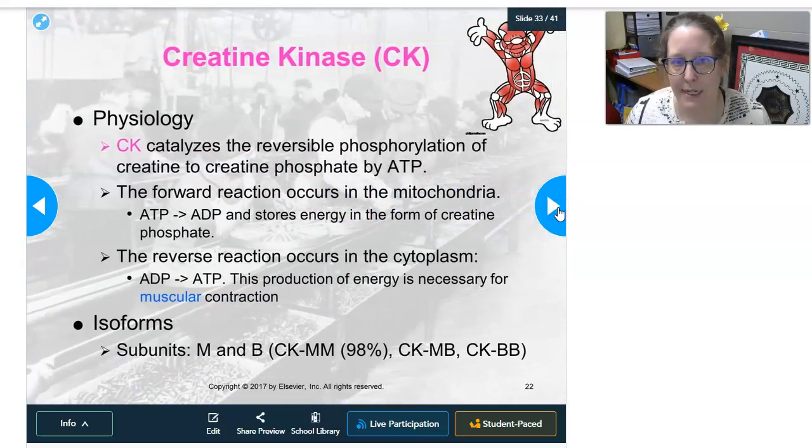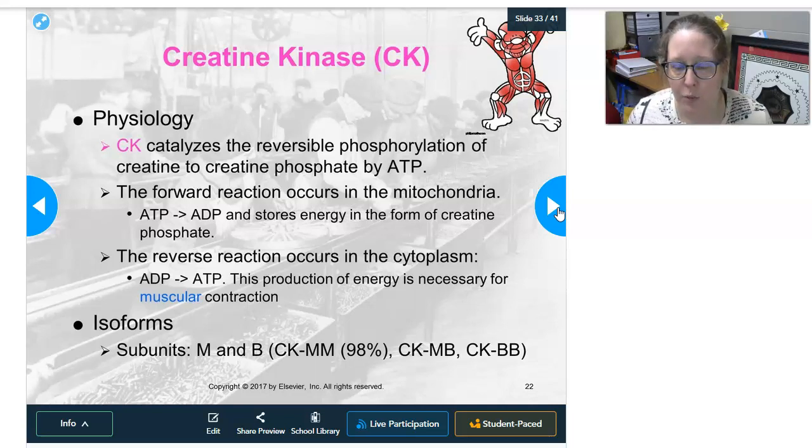Your next enzyme is going to be creatine kinase, or CK. CK catalyzes the reversible phosphorylation of creatine to creatine phosphate by ATP. Basically, this nifty little enzyme helps you store ATP, the energy, as creatine phosphate in your muscles. So when you use your muscles and exercise, you can make the ATP. You have to put the creatine phosphate back into ATP and use it to power your muscles during exercise.